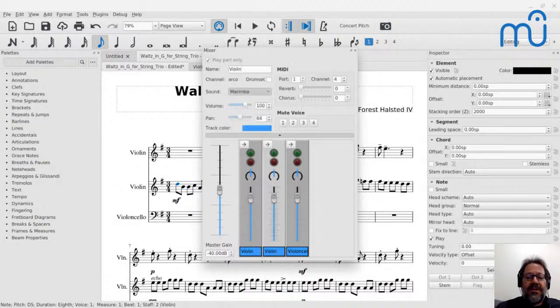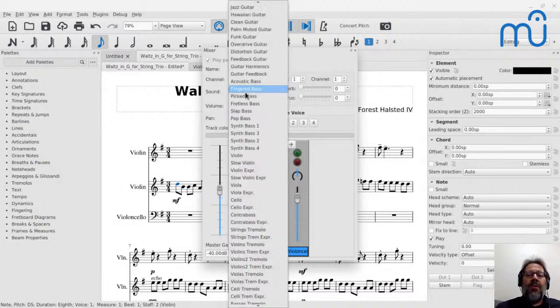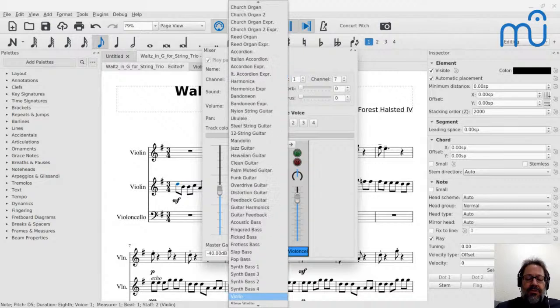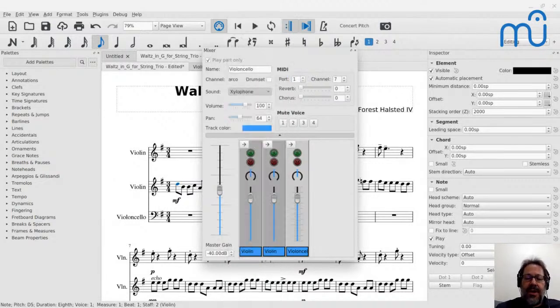I want violin expressive, and I want violin. By the way, if you don't know this, you will see that there's a violin and then there's violin expressive, and that is the case for all the stringed instruments and all the wind instruments. The expressive version is the version that can respond to single note dynamics. So if you have a crescendo over a whole note, you need the expressive version of the sound. I think this is just called cello. It is. Okay, cello expressive.